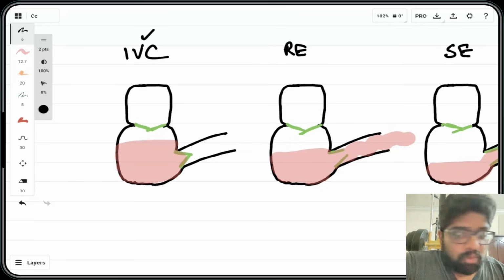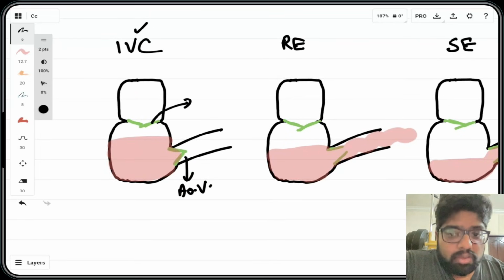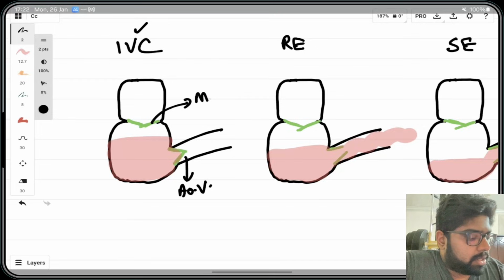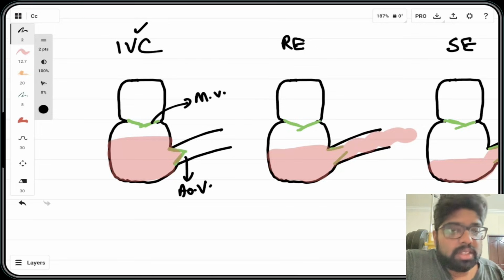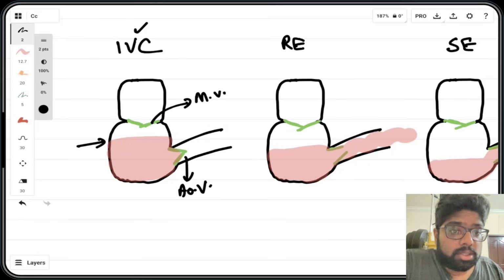So you have got the valves. This one is the semilunar valve on the left side, that is the aortic valve, and this one is the AV valve on the left, so that is the mitral valve. So both the valves are closed. The left AV valve as well as the left semilunar valve are closed. The ventricle is filled up with blood, and now it is ready to contract.